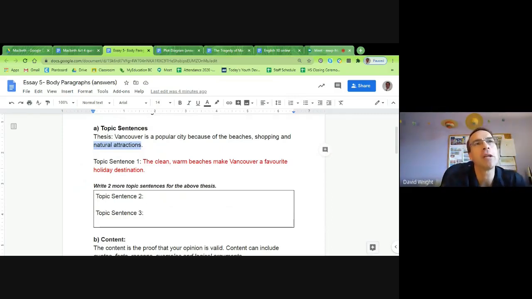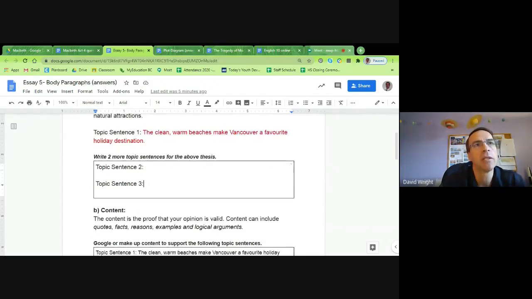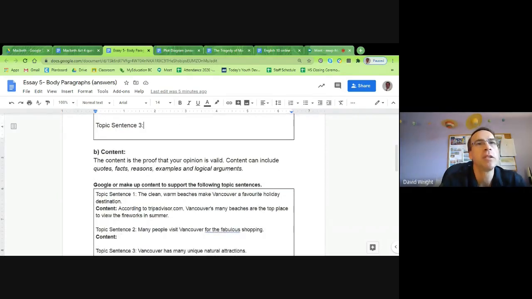So these are called natural attractions, or very simply, things like Stanley Park or going to any park. Those are natural attractions. Going on the ocean is still a natural attraction. Good. So then you need to have a sentence talking about how natural attractions make Vancouver a popular place. Those are your 2 topic sentences that you need to write. Don't do it yet. Let's move on to the next thing that you need to do.